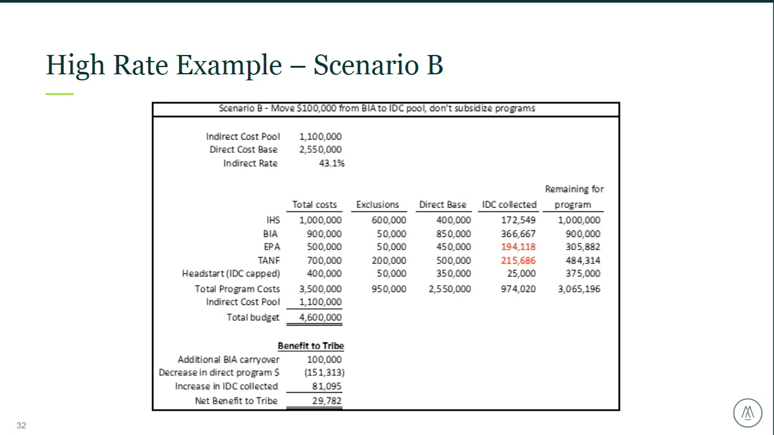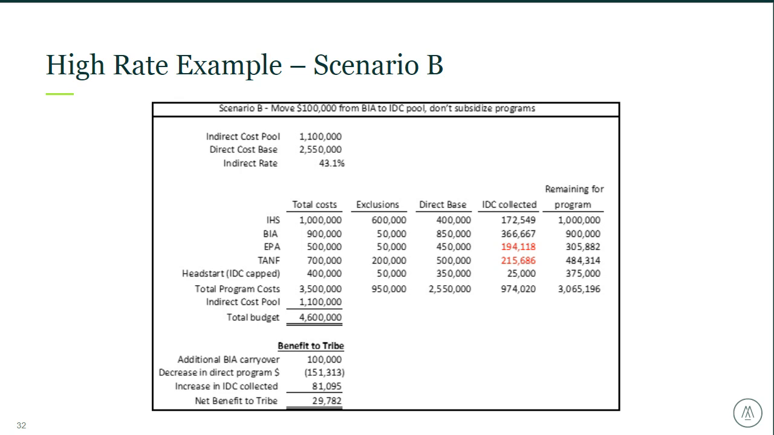My indirect cost pool goes from $1 million to $1.1 million, and my direct cost base decreases by $100,000 from 2.65 to 2.55. So my numerator increased, my denominator decreased. That means my indirect cost rate now went from 37.7% on the previous slide to 43.1%. And I'm sure this was already communicated to you, but you all have these slides, so you can go back and forth on your own as well.